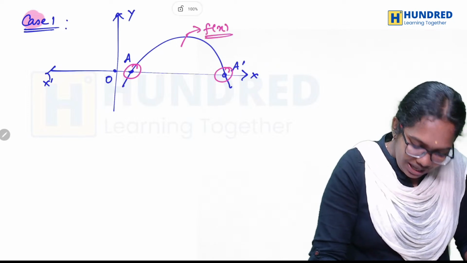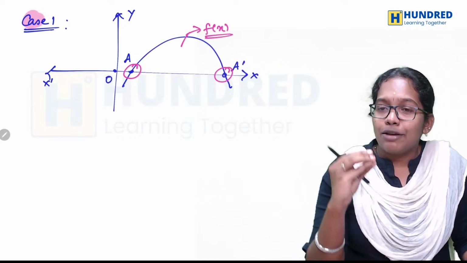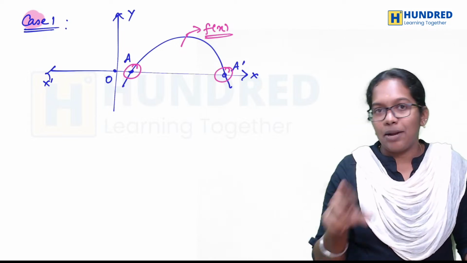Using some polynomial value, some f of x value, we got this parabola. Yes or no?